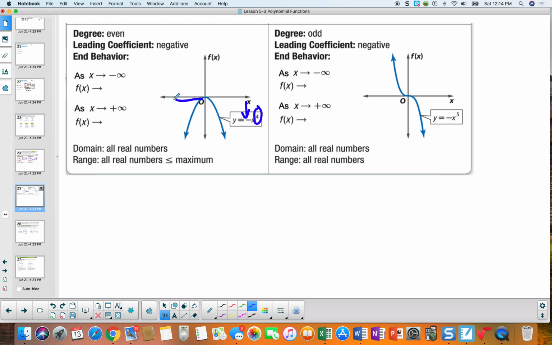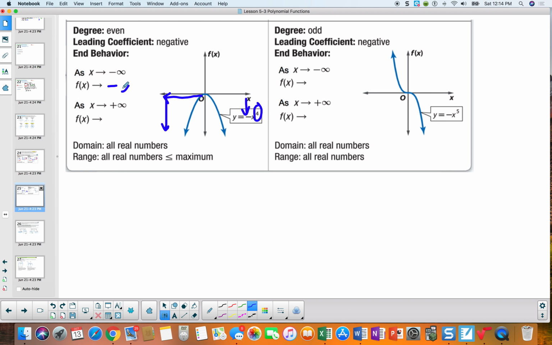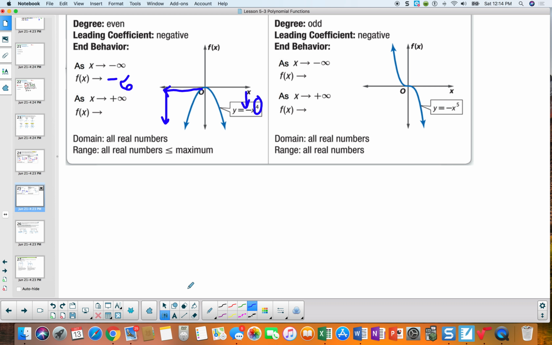We're going to allow x to go to negative infinity, and notice that y is going to negative infinity. All right, now let's switch and let x go to positive infinity, and notice that the y's are going to negative infinity. Again, they're going in the same direction. The domain is all real numbers, and the range will be all numbers less than or equal to this maximum value.